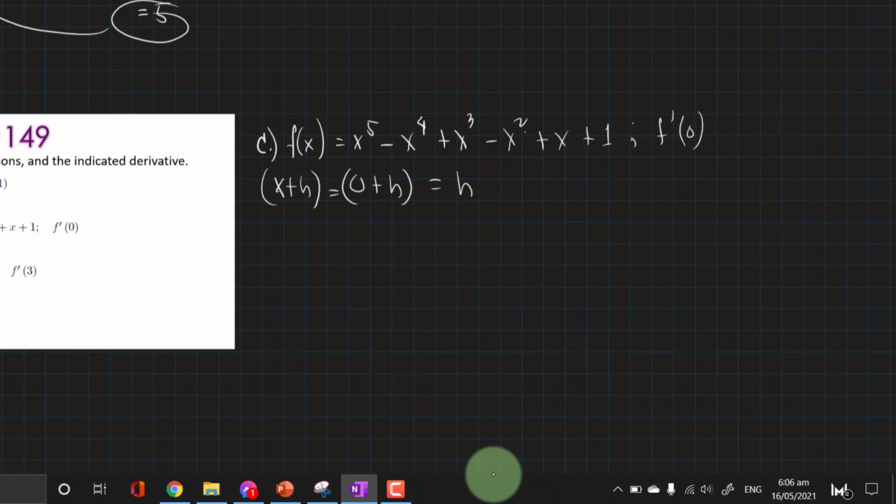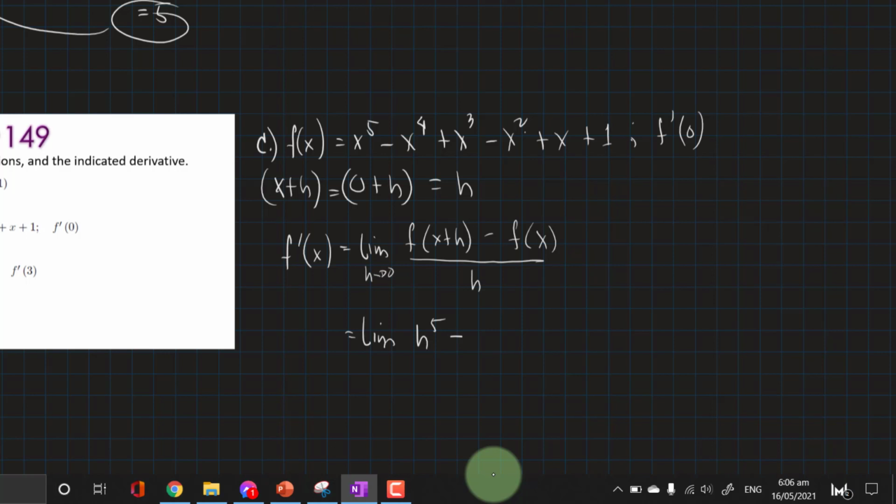So, in our formula, the derivative f prime of x is equal to the limit of f of x plus h minus f of x, all over h as h approaches 0. So, papalitan lang natin lahat ng x dito ng h. Okay? So, this will be the limit of, yung x to the fifth magiging h to the fifth minus h to the fourth plus h cubed minus h squared plus h plus 1 minus f of x.